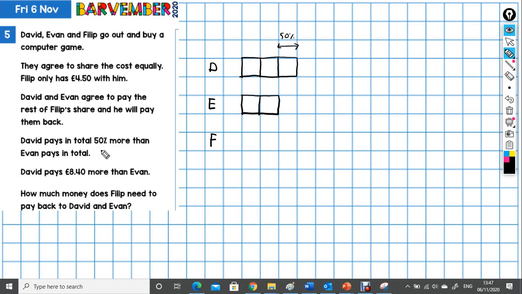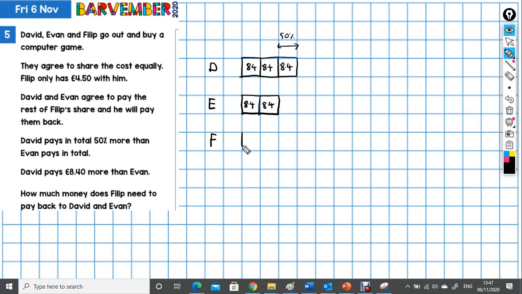What we also know is that David pays £8.40 more than Evan, which is very convenient because that now tells us that each of these blocks is worth £8.40. I'm just going to put 8.4. I don't need to label them all, but there we go. All right, so that's what I know.